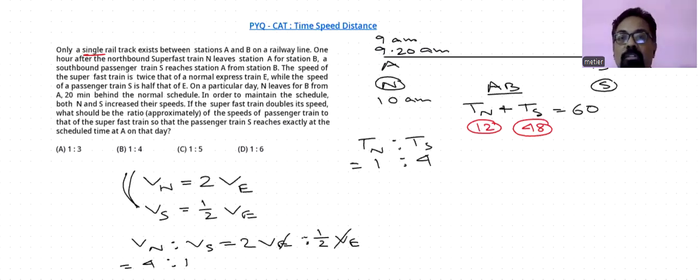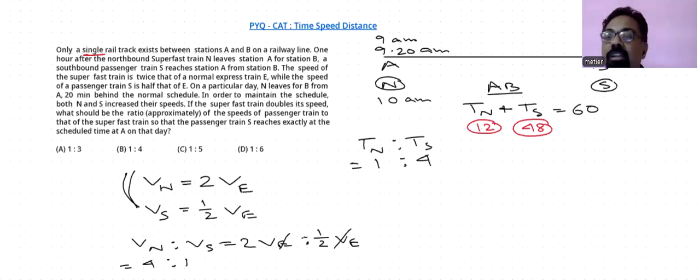Maintained schedule means there will not be any change in the time of reaching of train N to station B, as well as there will not be any change in the starting time of train S from station B and the reaching time of train S at station A. So obviously, train N starts from station A at 9:20 a.m. as per the assumption that we had, and train S will reach A at 10 a.m. as usual. So on that particular day, there will be some change in time.